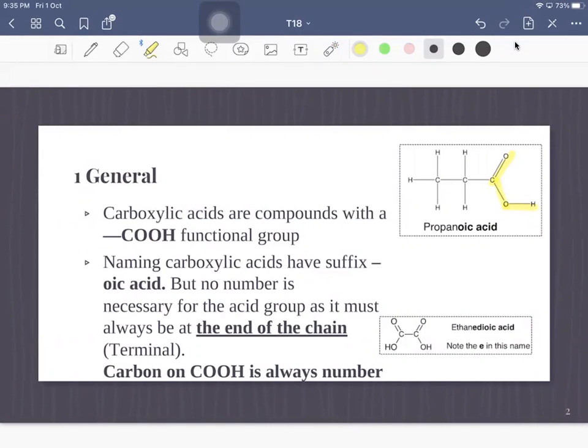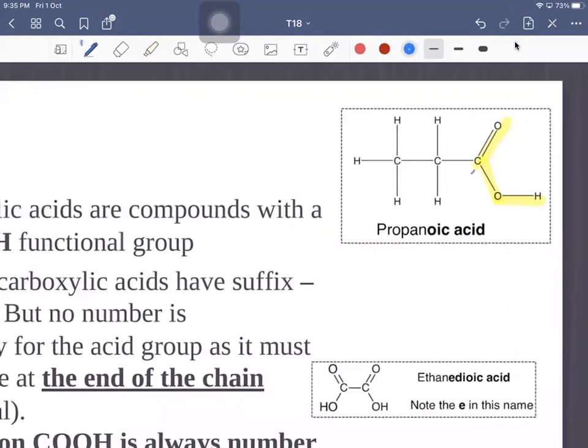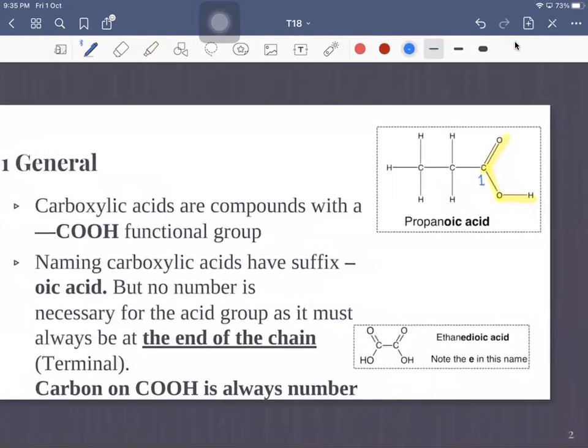When it comes to naming carboxylic acids, they have a system of naming in terms of suffix, which ends with "oic acid". Now, the functional group of carboxylic acid will always be number 1. We say that COOH is always at the terminal, or at the end of the chain. So when you have a carboxylic acid, automatically the carbon of the COOH will be carbon number 1, and the rest will follow. Carbon 1, carbon 2, and carbon 3 for propanoic acid.